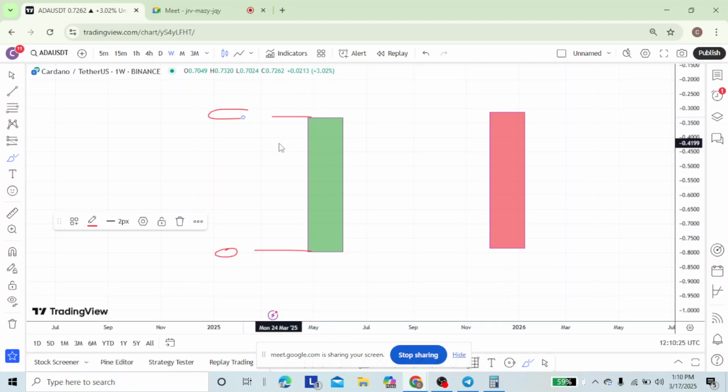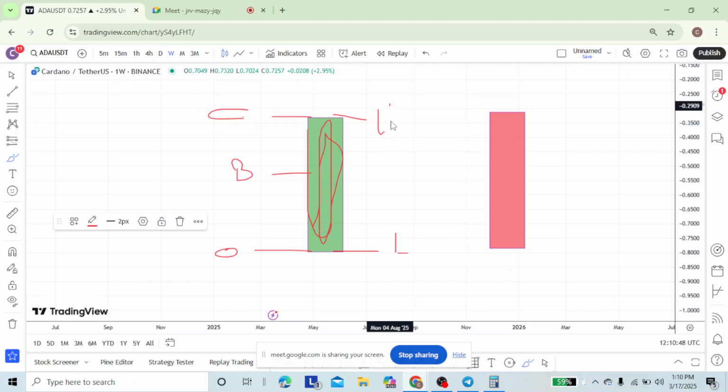So for a Marabozo candlestick, if you want to determine the high and the low, this is the body, that is the body B. The full shaded part in green is the body. The high and low now: this is the low. Where the candlestick opens is the low and where it closes is the high.